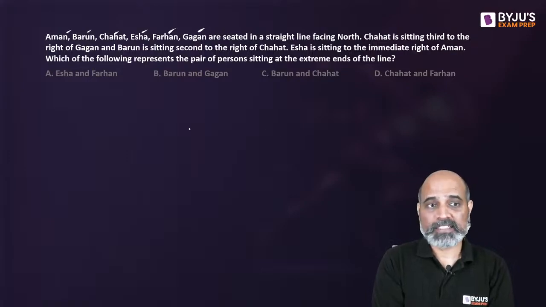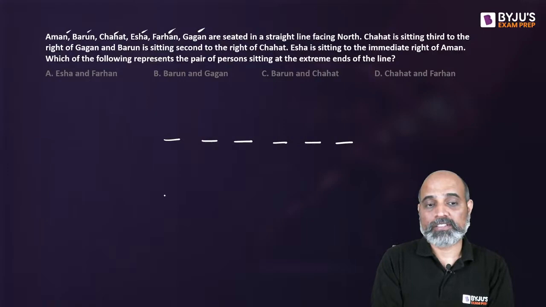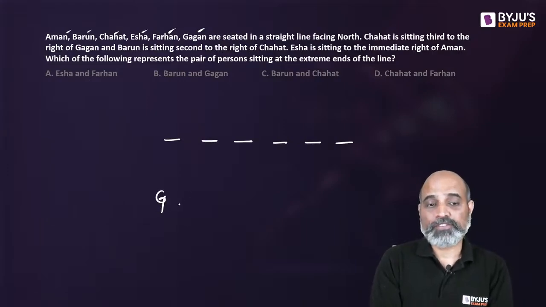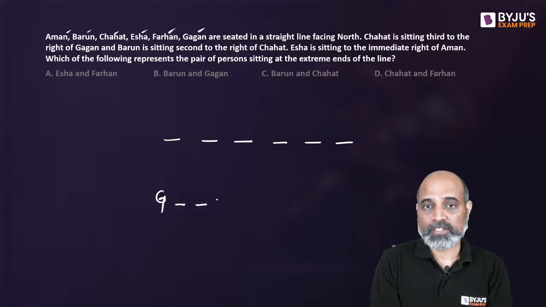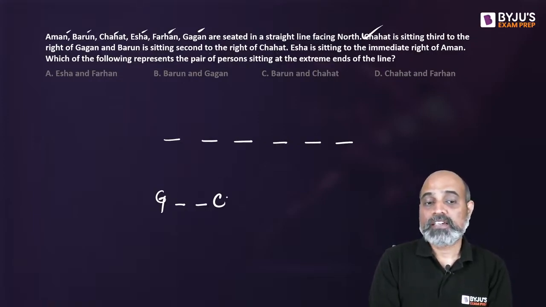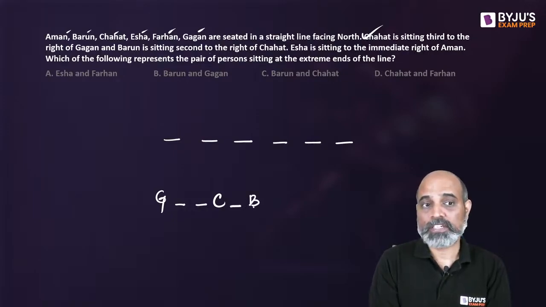6 people are seated in a straight line facing north. So again, we have these 6 people. Now C is sitting third to the right of Gagan. So if I place Gagan or G here, third to the right of Gagan, this is first right, second right, third right, and this is where C is going to be seated. So that's the first statement. The second statement says B is sitting second to the right of C. This is first to the right of C. This is second to the right of C. So this is where B is going to be seated.